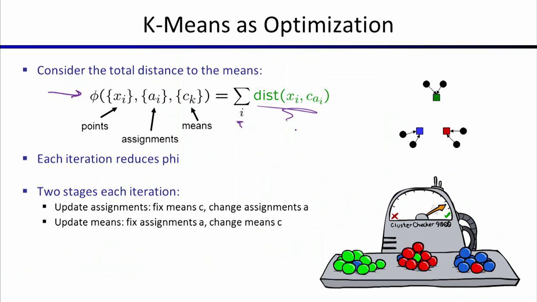So there are two stages. You update assignments, which means you fix the means C, so these are fixed and the assignments are updated. And in the other one, you fix the assignments and you update the means. You can think about that procedure as doing coordinate ascent on this quality function, where you first change the assignment coordinates, and then you change the means coordinates. This basic idea of doing coordinate ascent between some kind of parameters, the means, and some kind of predictions or latent variables, which are the assignments, is actually a key idea in a very large number of clustering methods, including the expectation maximization algorithm, of which k-means is actually a very special case.